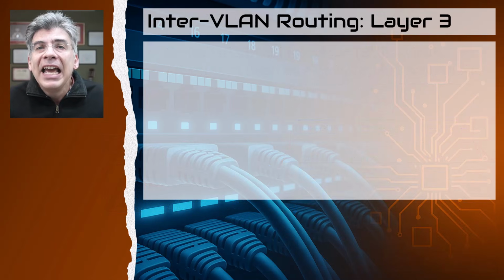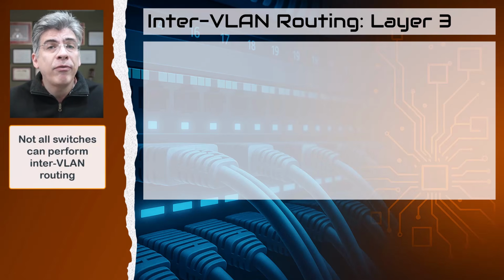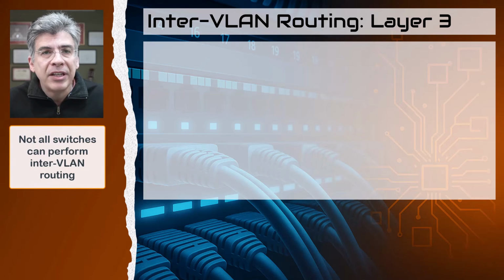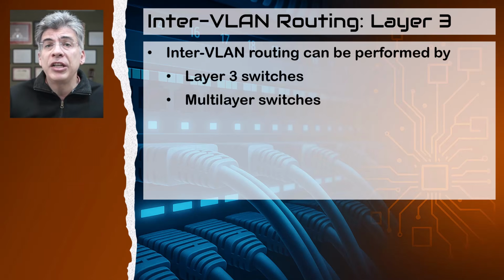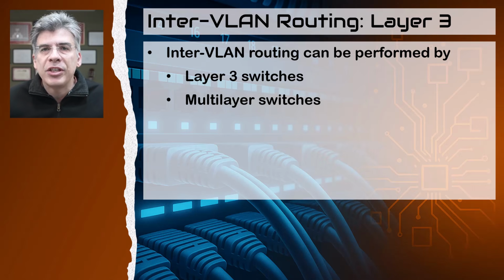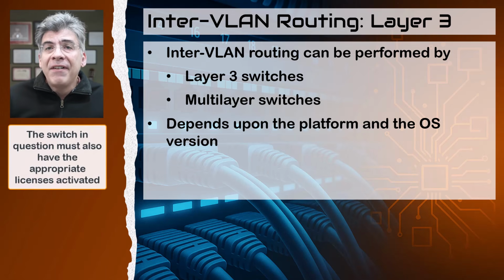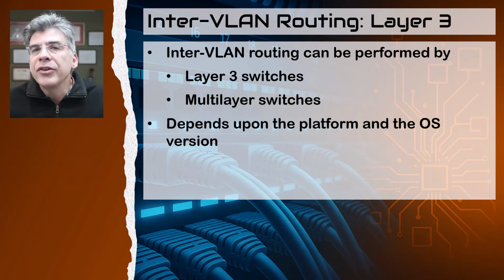Now, keep in mind that all switches are not able to perform inter-VLAN routing. Switches that strictly operate at layer 2 are not capable of this feature. Switches that can perform inter-VLAN routing are typically known as layer 3 switches or multi-layer switches. They must have layer 3 capabilities in order to perform this function. Now, in the realm of Cisco, this capability depends both upon the platform as well as the operating system being used. The device must have the appropriate hardware to do it, and it must also have the capability enabled in the operating system. It's similar for other vendors as well.